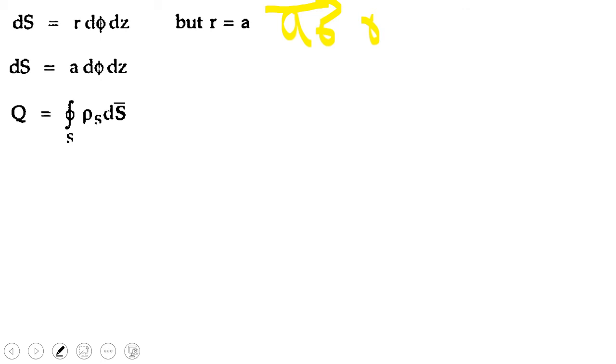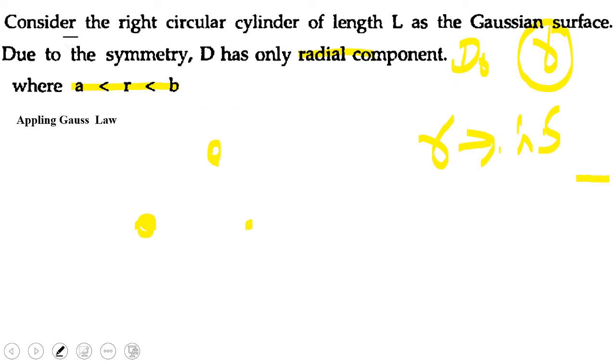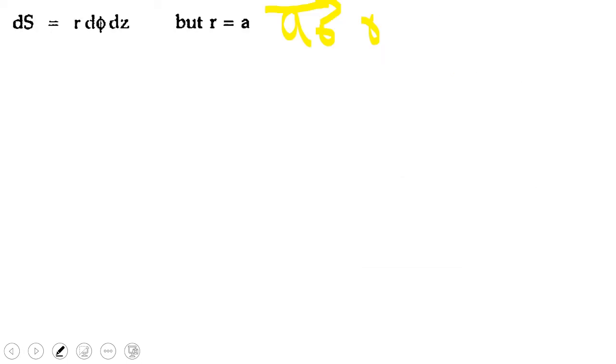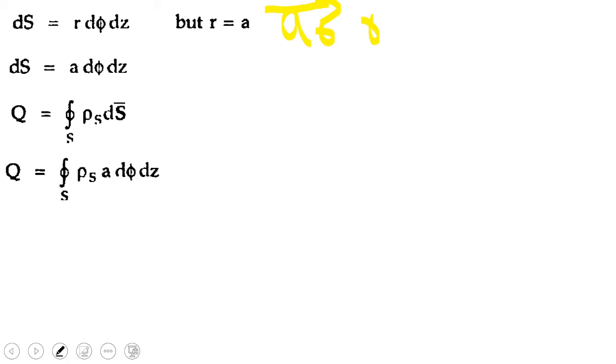Q is equal to the closed integral of rho s into dS. Why are we taking a here? Remember, in our diagram we have taken this yellow shaded region. Only there do we have the rho s, so we take the radius as a. Since r is equal to a, we are taking a d phi dz. Now Q is equal to the closed surface integral of rho s dS, and we can substitute the dS value, a d phi dz. So we are taking a full cylinder.